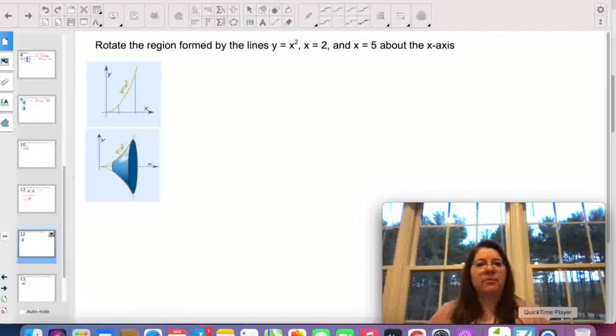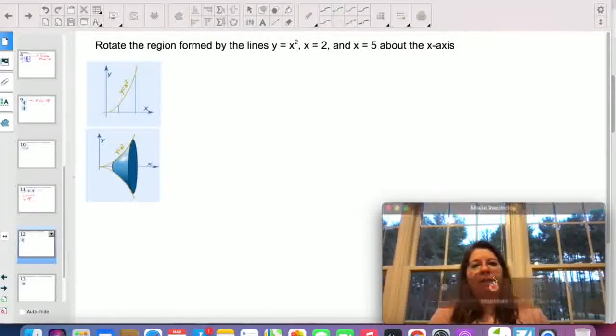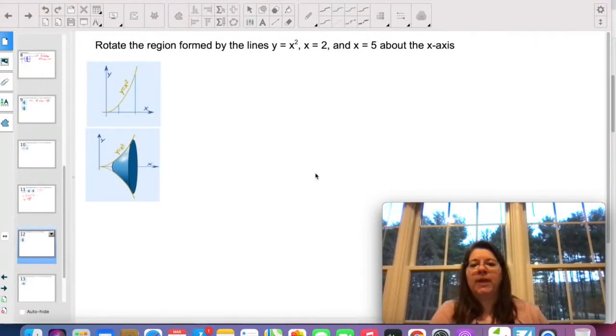The next example says rotate the region formed by the lines y equals x squared, x equals 2, and x equals 5 about the x-axis. So that's a simple parent function for a parabola, y equals x squared. We're going to rotate that function about the x-axis, giving us this little funnel shape right here. And if it's going from x equals 2 to x equals 5, those would be our boundaries.